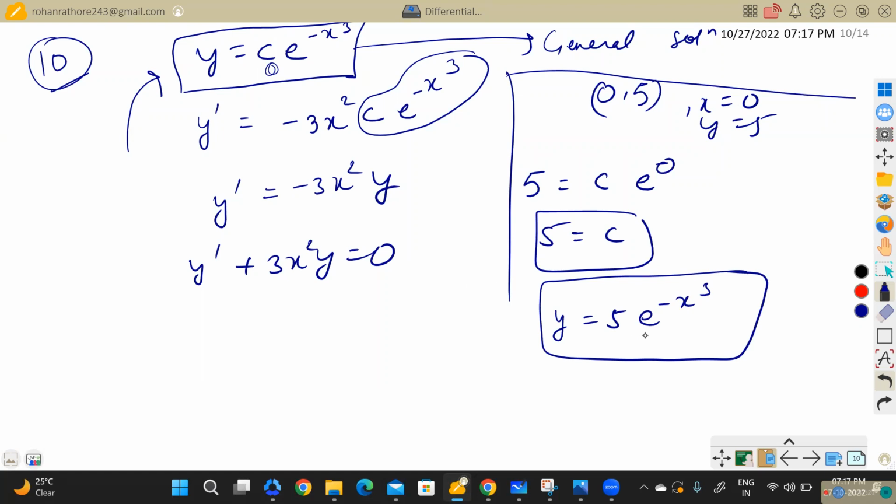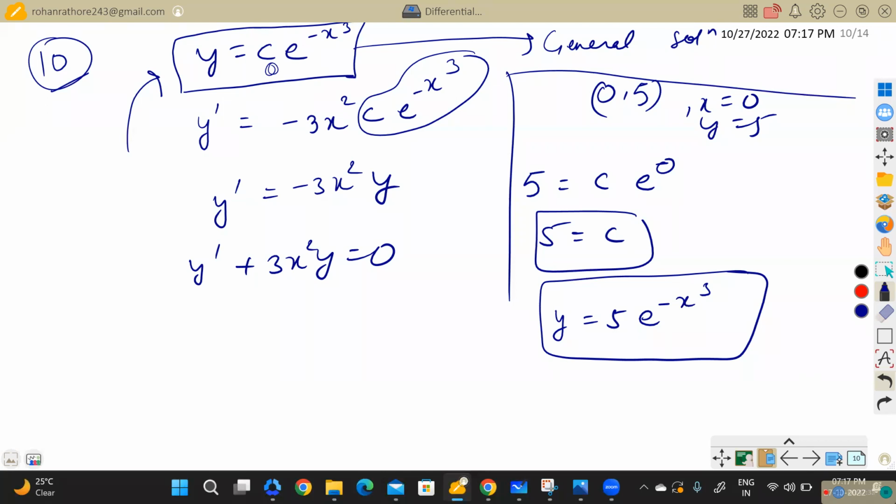Okay, so this was the exercise 2. Do you have any questions till now in this exercise? No, sir. Not yet. Okay, so let's move forward.